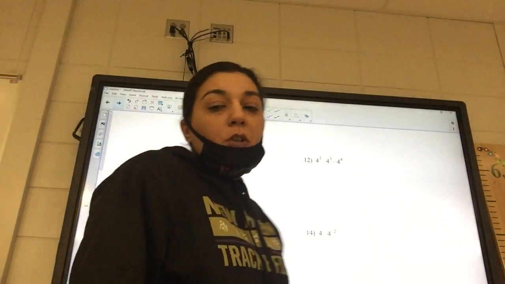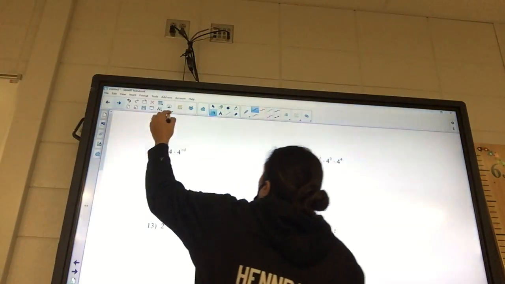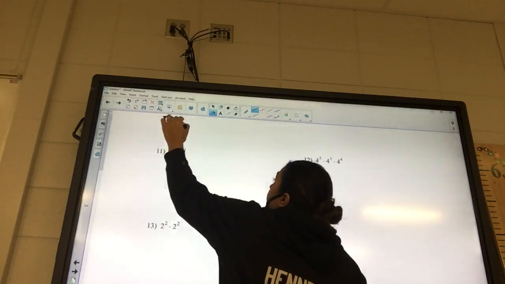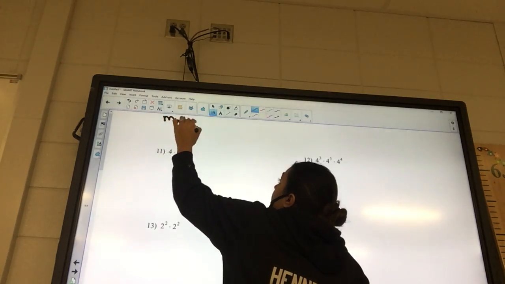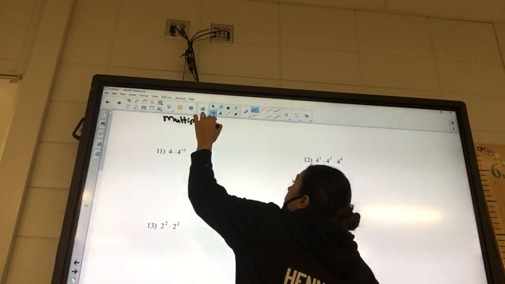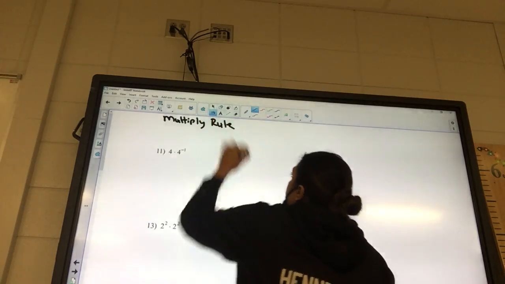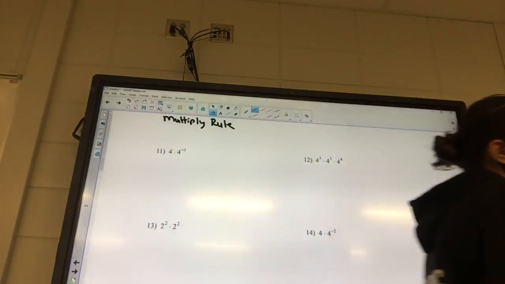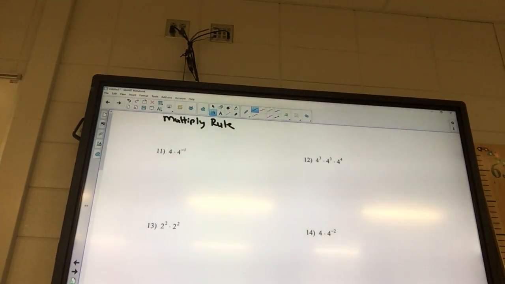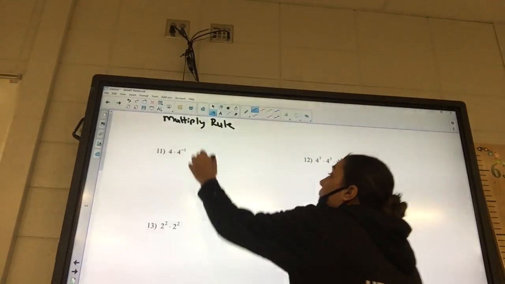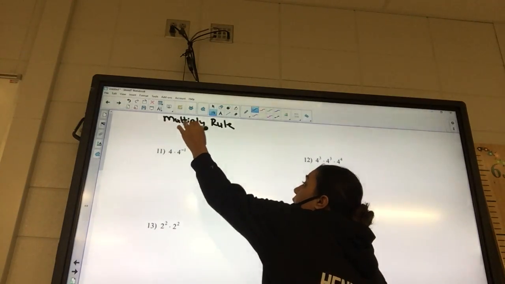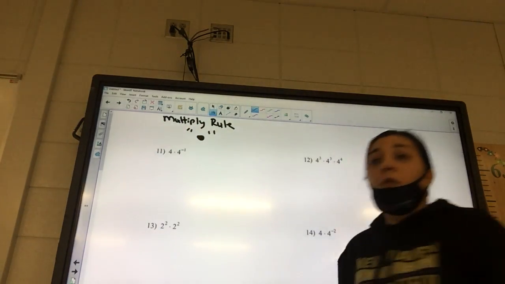Okay, the next page is all multiplication rule. So write yourself some notes up here. This is the multiply rule. How can we tell that it's a multiplication problem? It has the dot. So somewhere on here, draw yourself a dot. This is the multiplication rule.